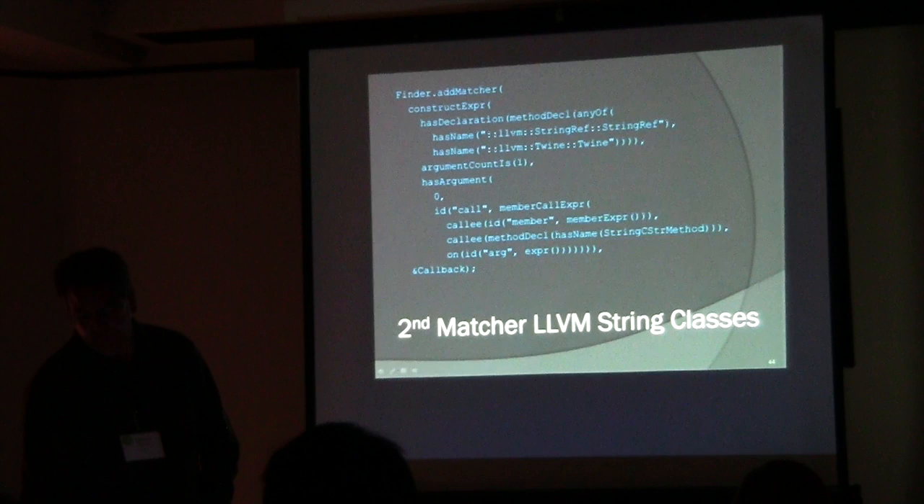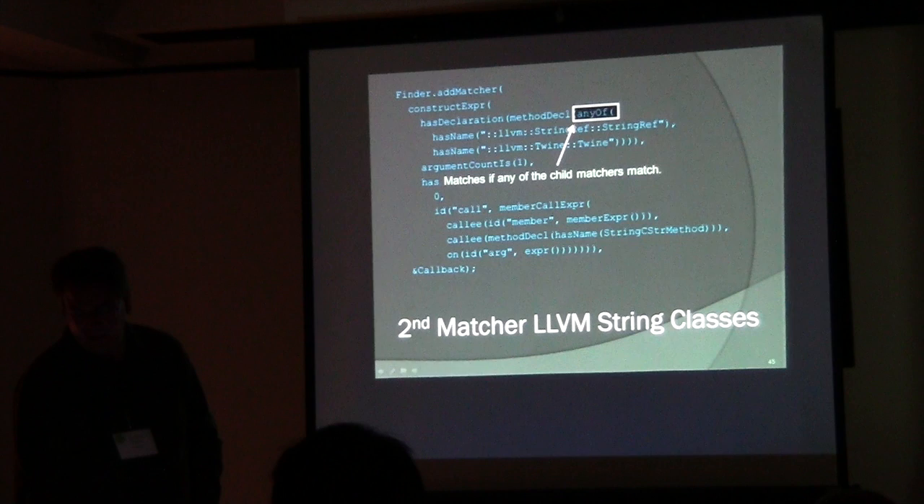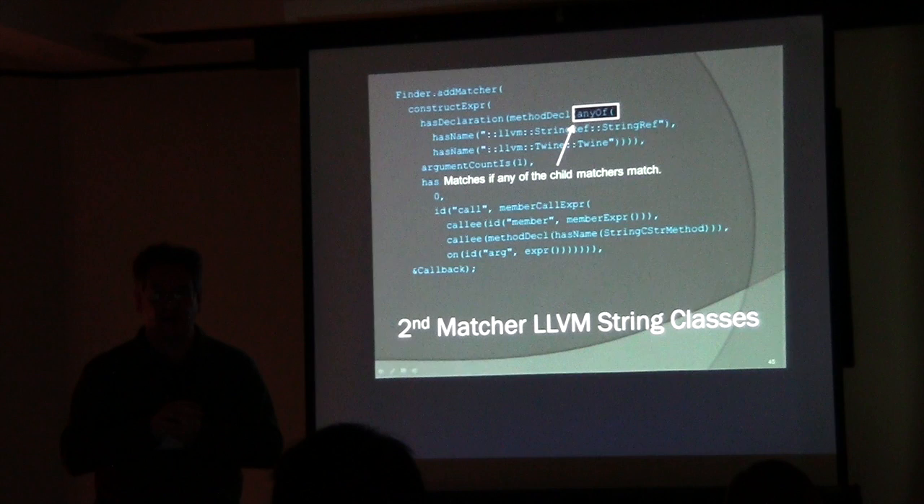The second matcher does something very similar, but it's for some string classes that are internal to LLVM. This refactoring tool is used on the LLVM and Clang code bases, and so they want to do the same kind of fix up when people use their internal string classes. And in this case, it's a method decl, but it could be one of two different constructor names, so they use anyOf to combine them.